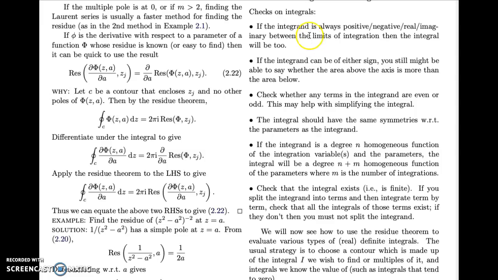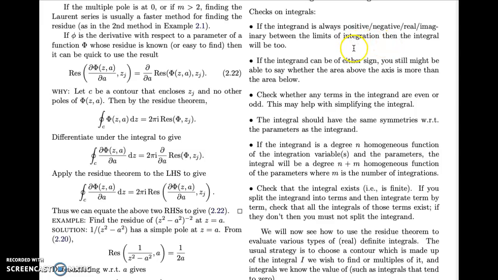Okay, so what are these checks? Well, if the integrand, that's the thing you're integrating, is always positive between the limits of integration, then the integral itself has to be positive. Similarly, if it's always negative, it has to be negative. If it's real, the integral has to be real. If it's imaginary, the integral has to be imaginary. This last one is particularly important. Most of the time, we will be doing real integrals. That is, the integrand is a real number always. The answer should therefore be a real number.